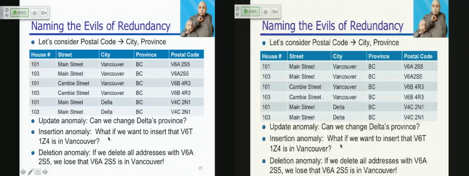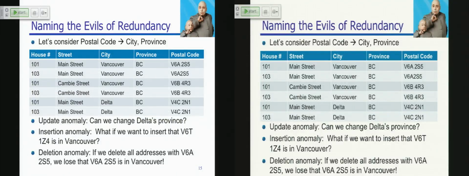And the deletion anomaly would be, if we delete all addresses with B6A2S5, then I'm going to lose the information that this postal code is in this city, which necessarily I don't want to lose. So if you compare the two examples that we just looked at, the one with the departments and the mailing address and this one, the anomalies that we're getting on update, insertion, and deletion are very similar. And in fact, these are the sort of anomalies you're going to get if you have functional dependencies in your tables that you have not considered.